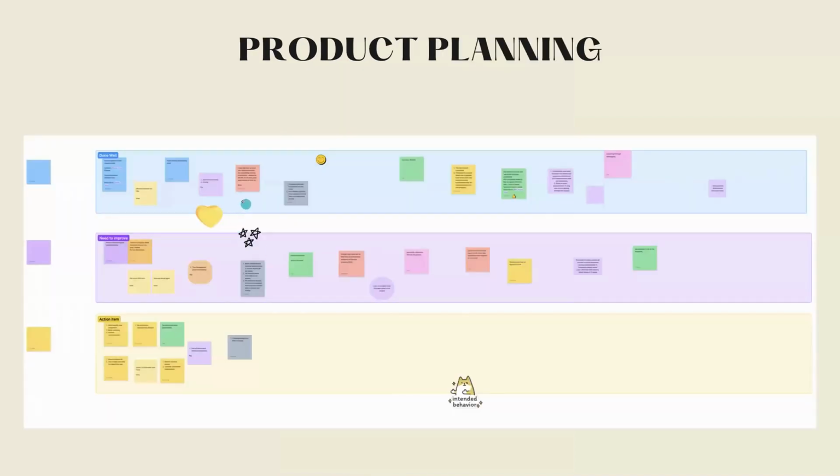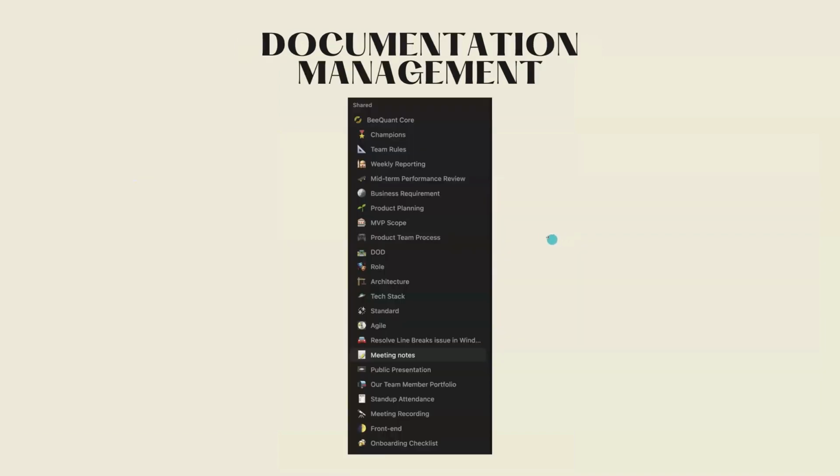And this is the page that we use for our product planning. This involves all of the team members brainstorming and coming up with ideas as sticky notes and voting for the best idea. And for the next one, for documentation, we have detailed documentation management in Notion.